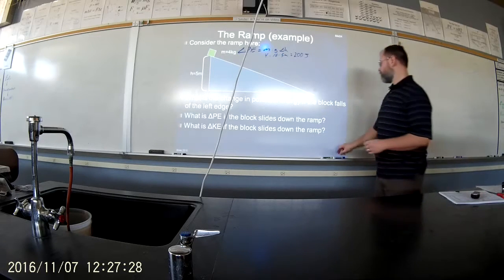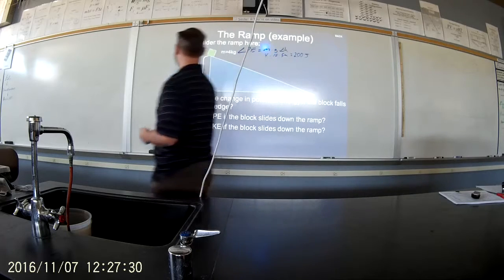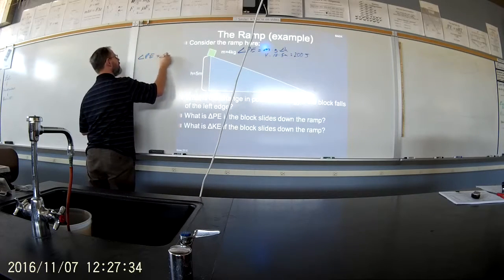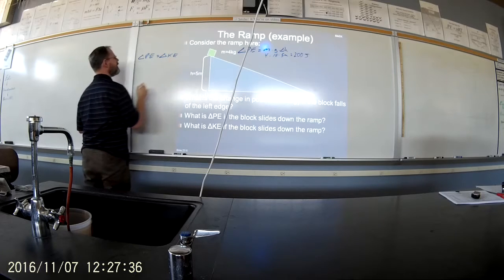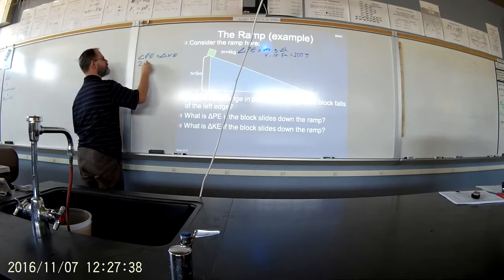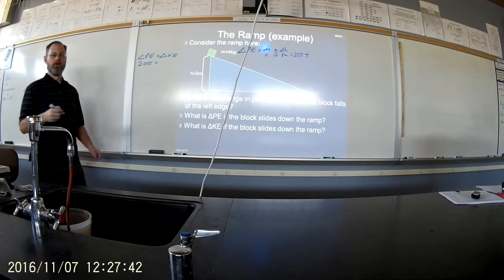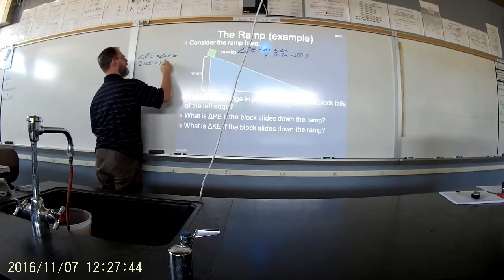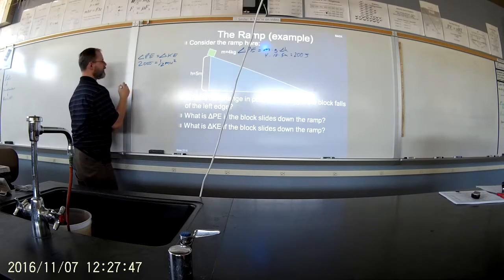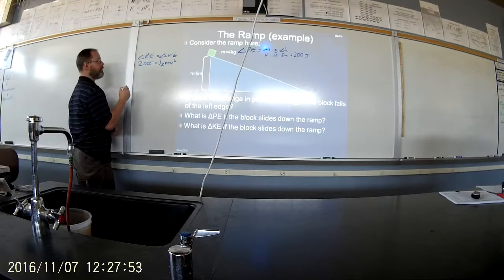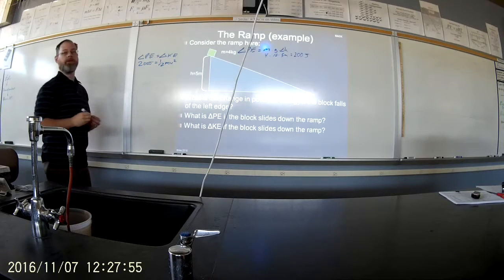Let's do that. We know that the change in potential energy is going to be a change in kinetic energy. And you told me it's 200 joules. What's the formula for kinetic energy? 1/2 mv squared. So, is this math you can do? Yes. So, let's find out how fast the velocity is.